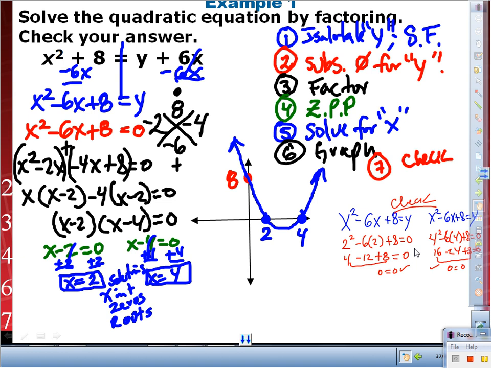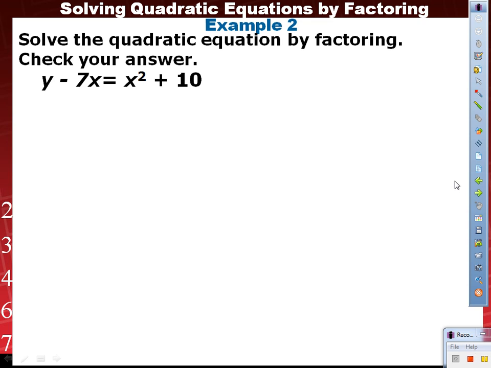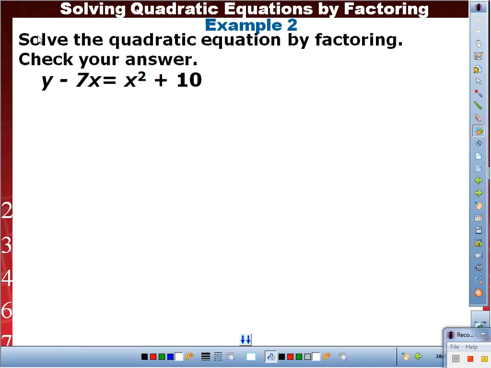Without looking at the process, I want you to try to do the whole thing minus the check. Right now, we're not going to do the check, but I want you to do the whole thing up to the graph. See if you can do that by yourself. Ready? Here we go. Example 2.